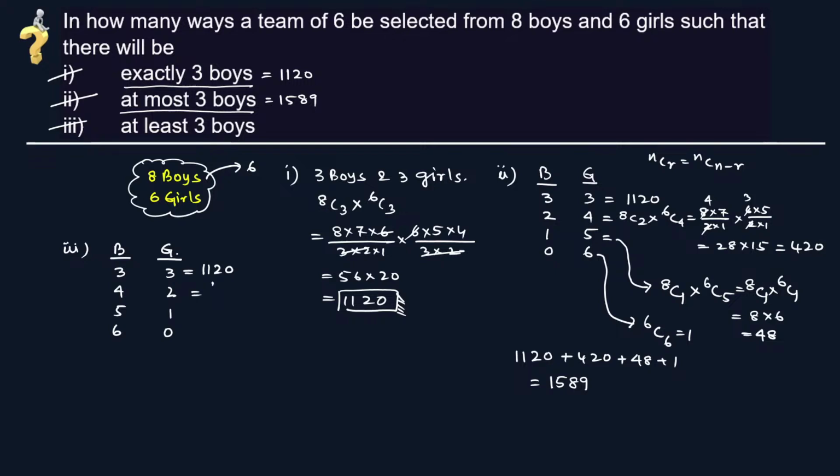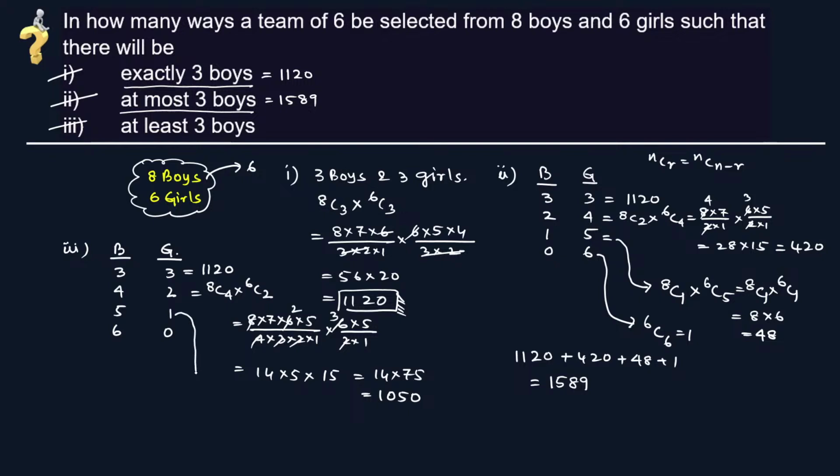For the second one, it will be 8C4 into 6C2. So it is coming like 8 into 7 into 6 into 5 divided by 4 into 3 into 2 into 1. 6C2 gives us 6 into 5 divided by 2 into 1. So 4 to 8, 3 to 6. This is 3. So it is coming like 14 into 5 into 15. So it is coming like 14 into 75. That gives us 1050. Okay. Now, what about the third case?